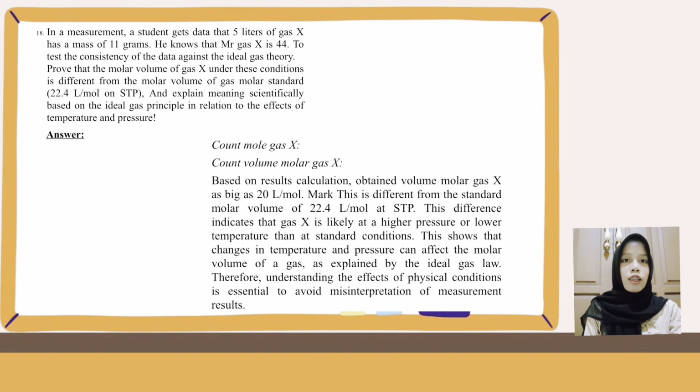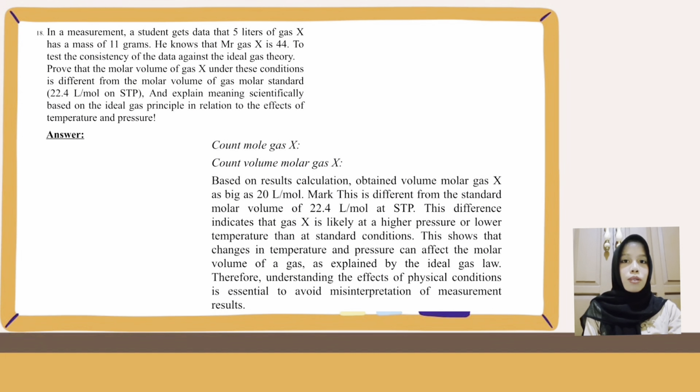Answer: volume of gas X equals 5 liter. Mass of gas X equals 11 gram. Mr of gas X equals 44 gram per mole. Standard volume at STP equals 22.4 liter per mole. Asked: prove that the molar volume of gas X under this condition is different from the standard molar volume, and explain its scientific meaning based on the ideal gas principle in relation to the effect of temperature and pressure. Discussion: first, calculate the mole of gas X.